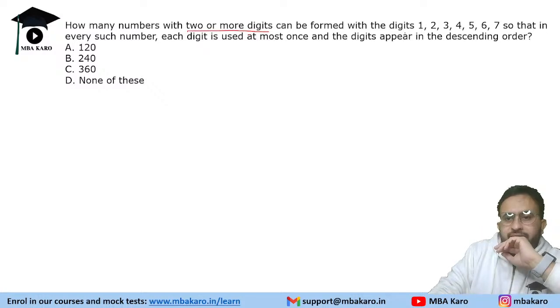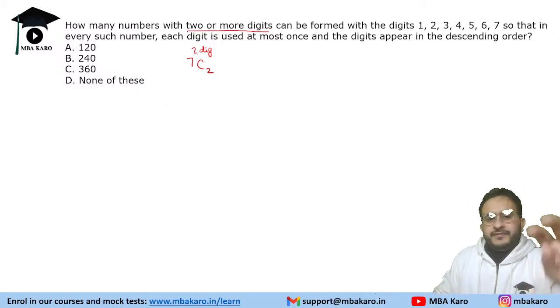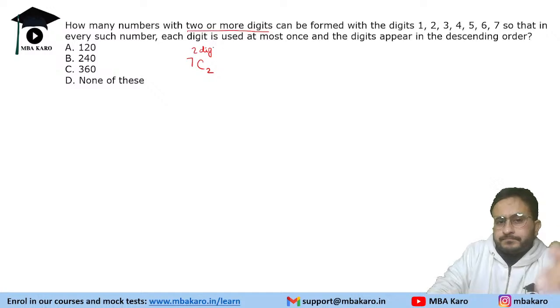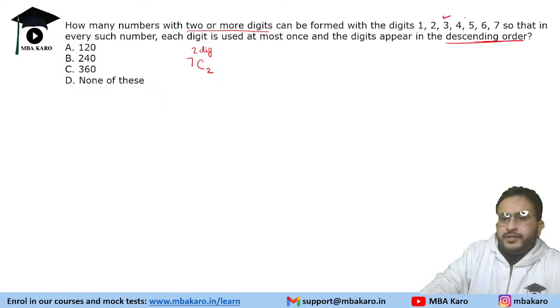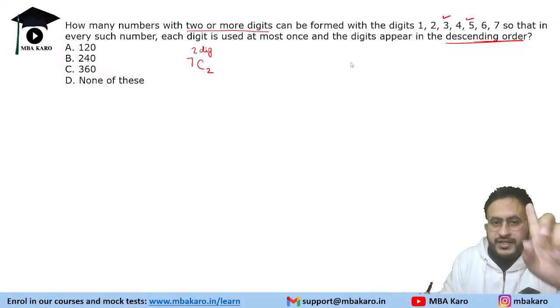So basically, we need to make two or more digits. If you want to make a two-digit number, the ways of selection is 7C2, right? This is the way of selection. If we select a two-digit number, we will select two digits. In how many ways can we arrange them? Only one way because they are in descending order. Suppose we put 3 and 5. In only one way we can arrange, that is 5 and 3.